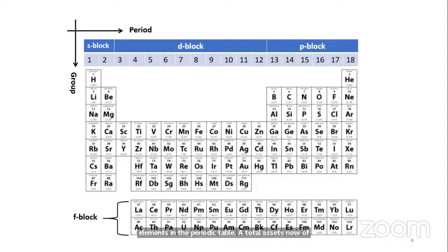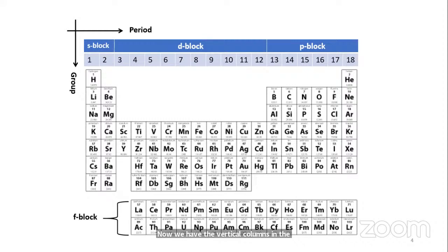So each period starts with the filling of an s orbital and ends with the filling of a p orbital, except the first period. So only period 1 has the s orbital only being filled. But from period 2 to period 7, you start by filling an s orbital and you end by filling a p orbital. Now we have the vertical columns in the periodic table.